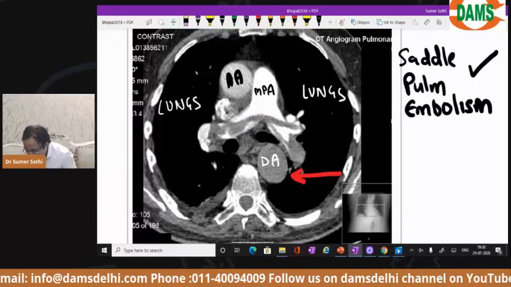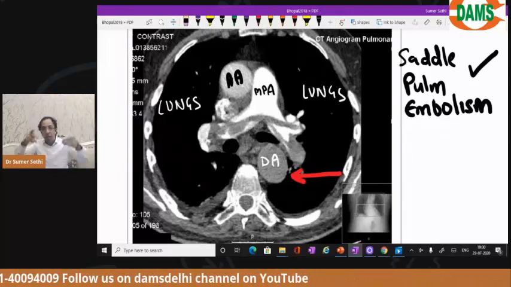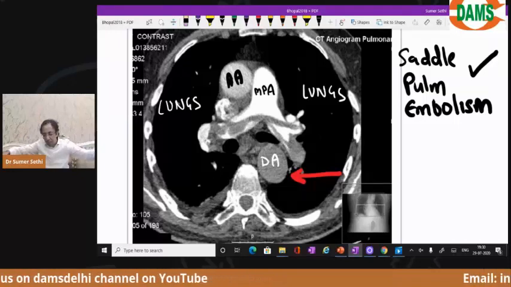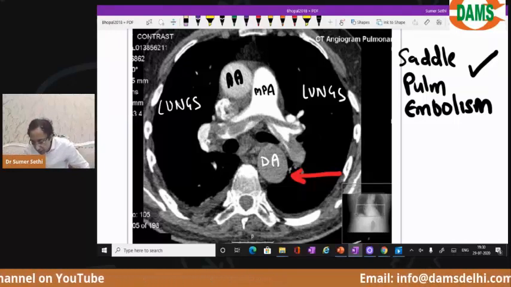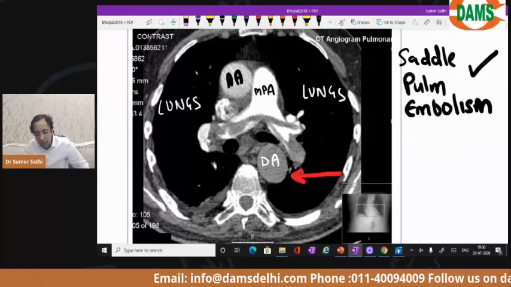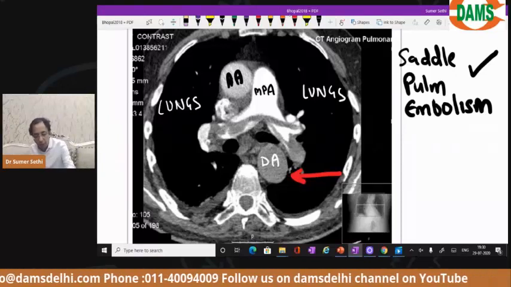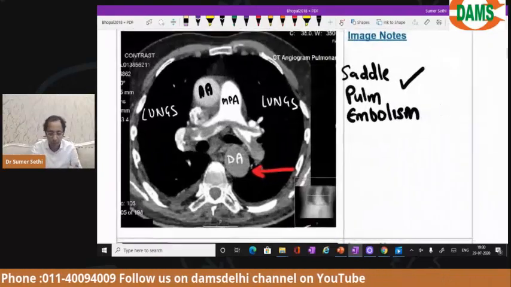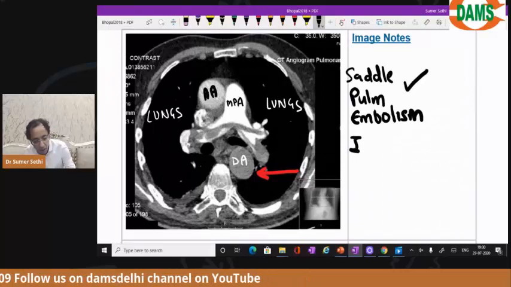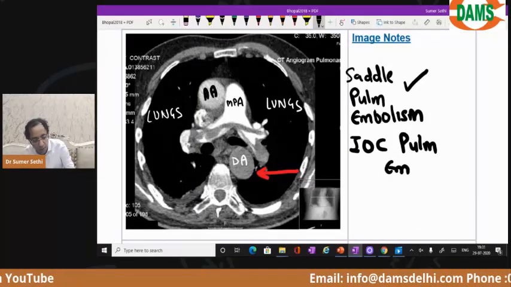Are you clear? Are you able to see this? MPA is the main pulmonary artery. Main pulmonary artery divides into the right branch and the left branch. AA is ascending aorta, DA is descending aorta, beta. MPA was main pulmonary artery. Everybody clear? Okay. So my question is again, what is the investigation of choice for pulmonary embolism?